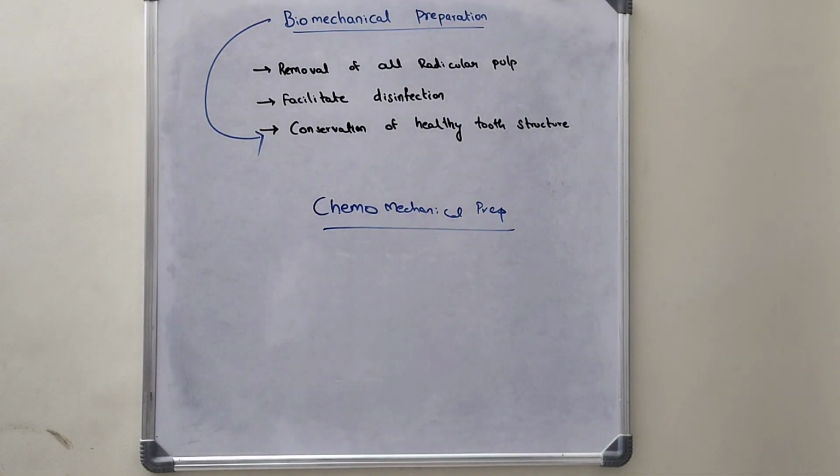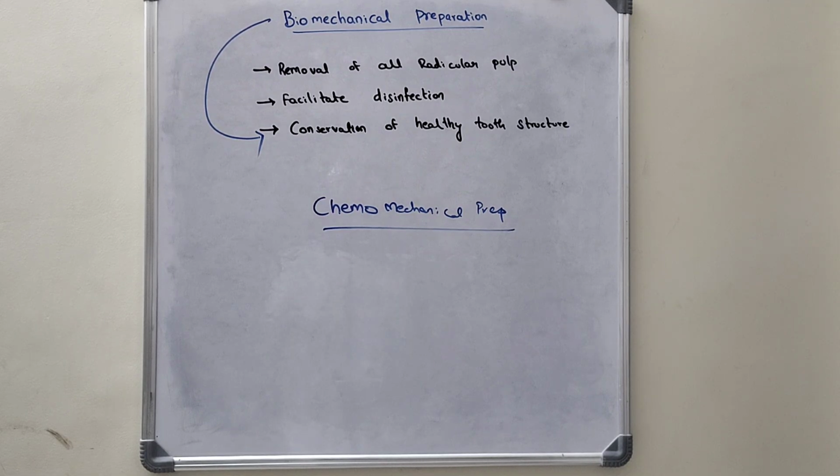So, the basic difference between biomechanical preparation and chemomechanical preparation is that the biomechanical preparation, which has been around for a very long time now, involves a lot of files, the endodontic instruments used inside the canal, which are of larger diameters so that there is no pulp left inside the canal, which is removed manually.